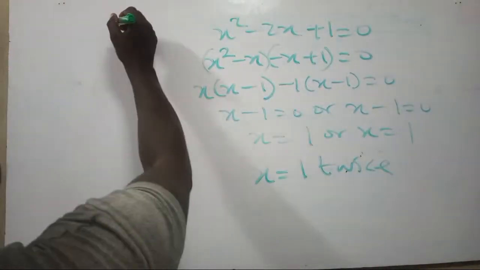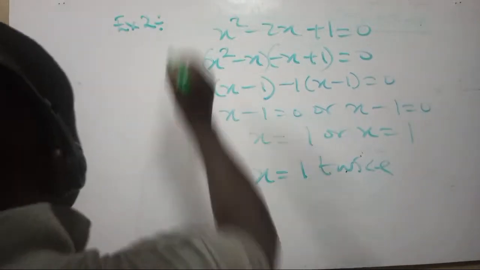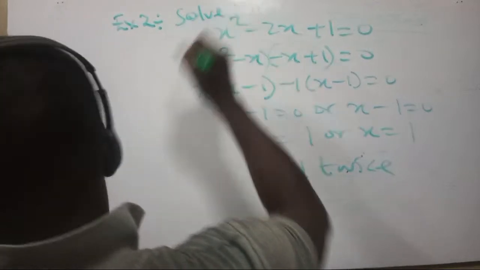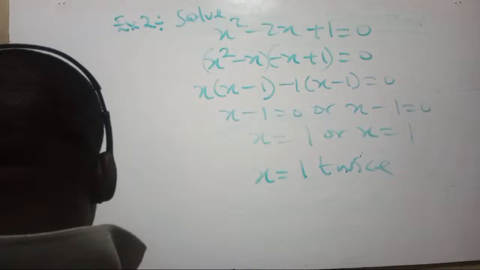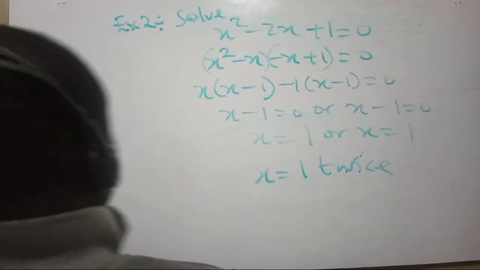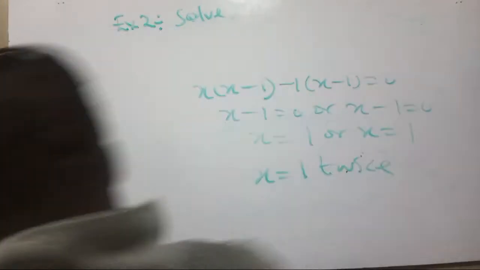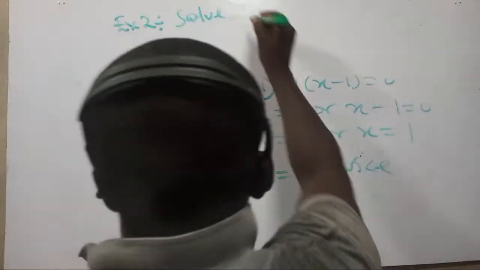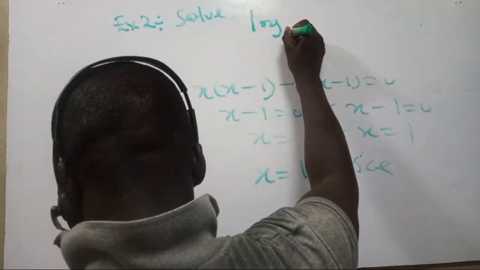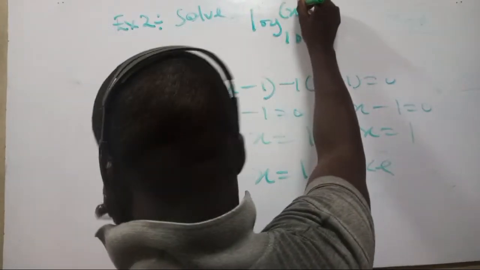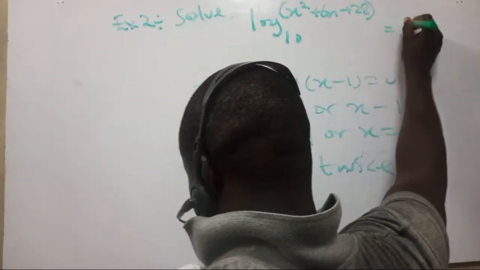So we can take another example in order to buttress the point. Let me clean this. I will take another example, then after this, we take one more. Solve log base 10 of x squared plus 6x plus 28 is equal to 2.